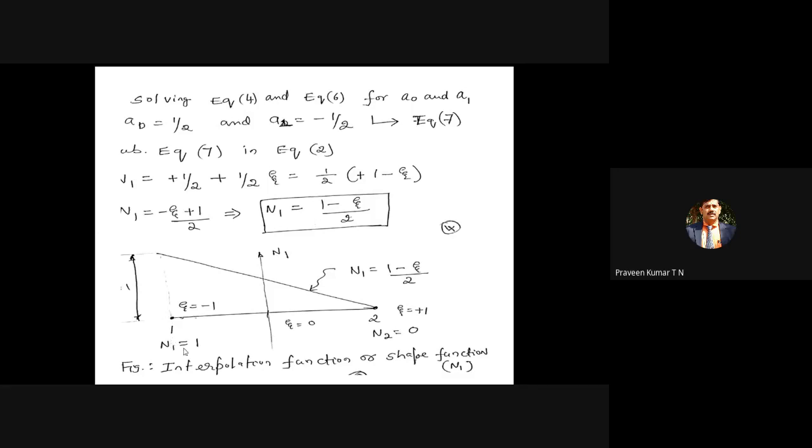So now, N1 is equal to 1 at node 1. This is the highest value. This point we can get. And similarly, N2 is equal to 0 at this particular point. We can join this point and this point. The equation for this particular straight line is N1 is equal to 1 minus xi divided by 2. So now, once you know the temperature at any point, this vertical axis represents N, and the horizontal axis, or x-axis, refers to xi here. This is how the shape function N1 varies along the element, as given by this diagram. This diagram also you have to write.